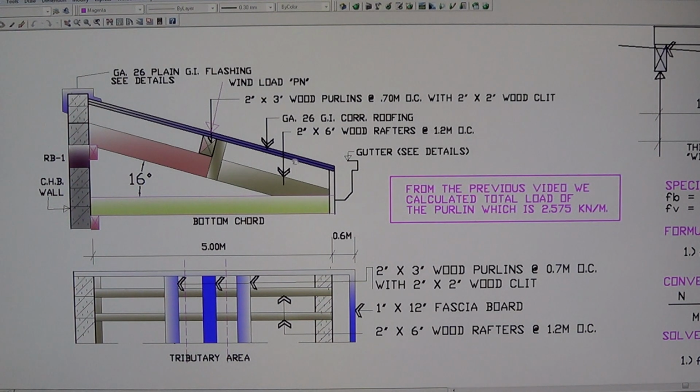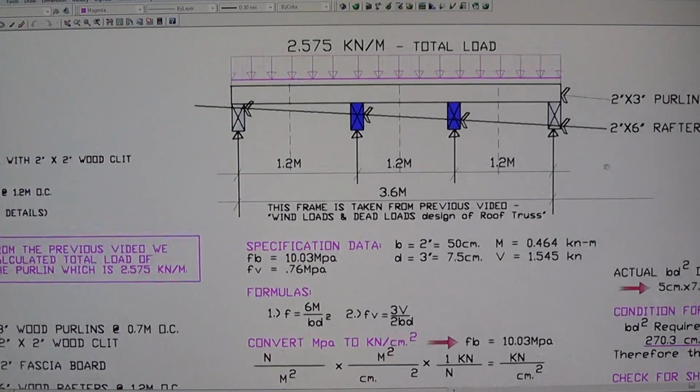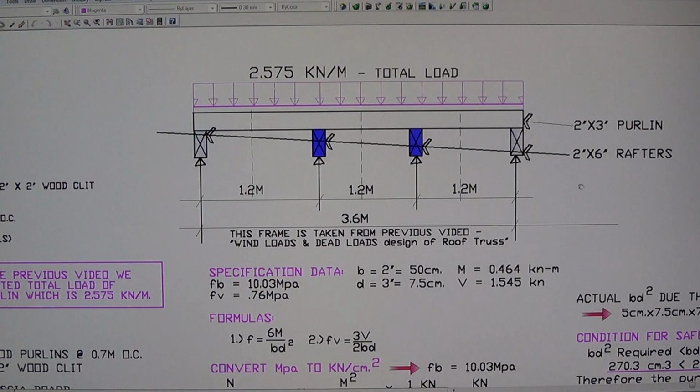And the Purlin is sitting on top of the 2 by 6 wood rafters. And we've done all this calculation right here. So to show you, I'm just showing you the looks of the roof truss. This is the roof truss that we're designing. Now we start designing the Purlin. Okay, here's our Purlin here sitting on top of 4 rafters.